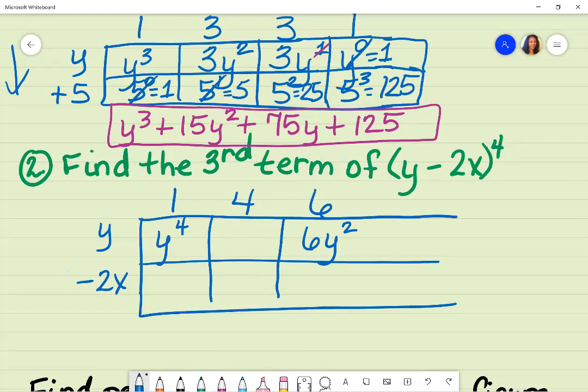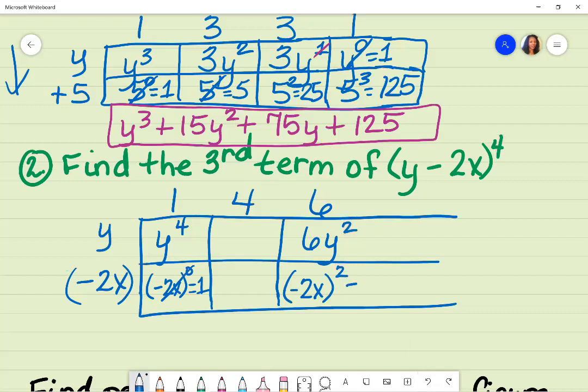Now the bottom part can be tricky. You have to put this in parentheses. So you might want to just make it a habit of doing that so you won't forget. Negative 2x is going to be raised to the 0 power, and that's simply 1. So I know I'm counting up this time. By the time it gets to the third term, it's going to be 2. I know I'm doing it right because 2 plus 2 equals my exponent. So when I'm adding down, it has to equal my exponent.